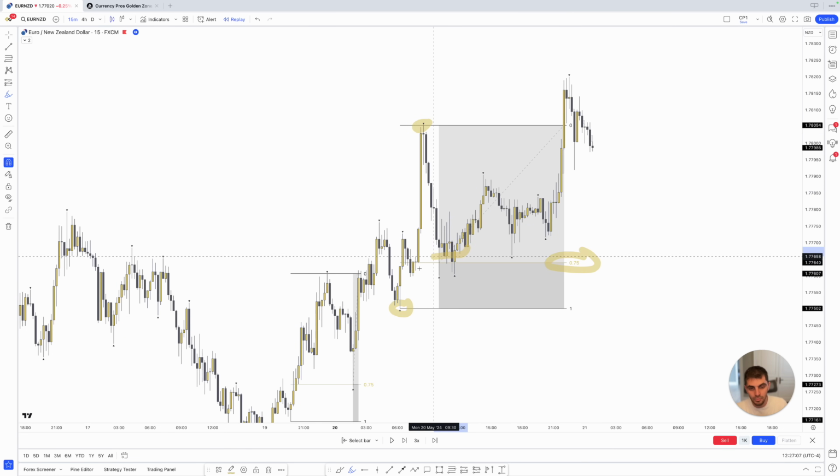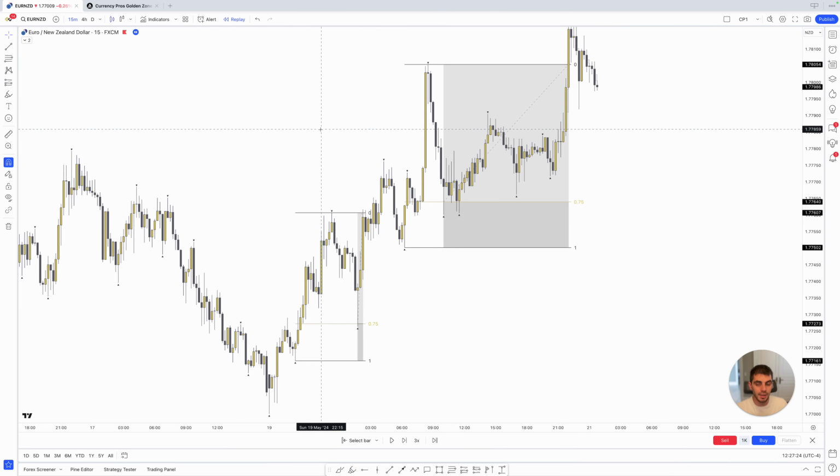As you can see, price tapped into the 75% and almost immediately went into profit, retraced close to entry again, and then hit where the take profit would have been set. 2 very straightforward trading opportunities here on EURNZD. And again, it's just using the higher time frame bias as an anchor.